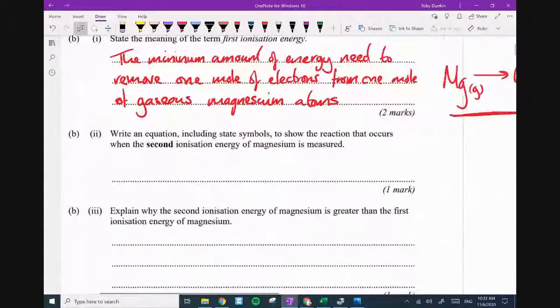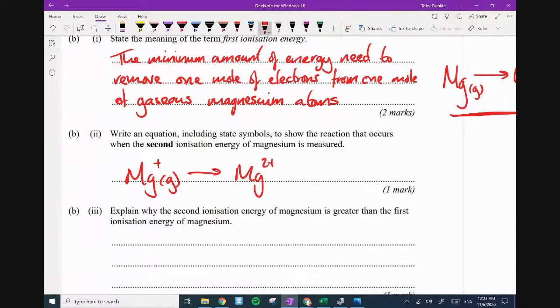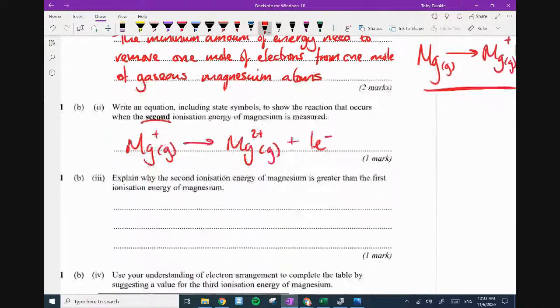Write an equation including state symbol to show the reaction that occurs when the second ionization energy of magnesium is measured. Mg+(g) goes to Mg2+(g) plus 1 electron. There's the second. We've removed the first one already, and we're now removing the second.